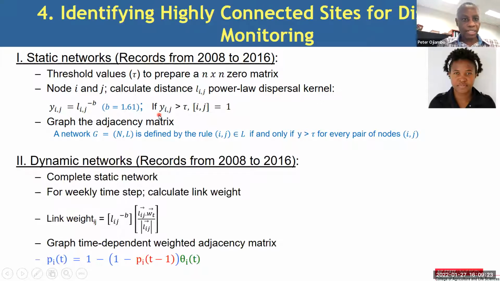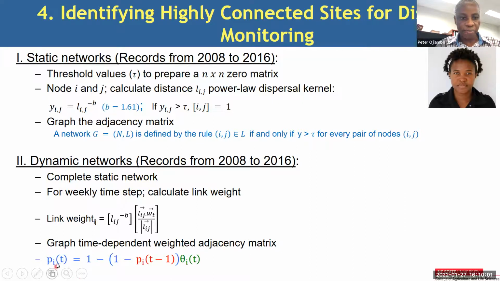She also went ahead and looked at the dynamics network as well, which just involved completing the static network, of course, and calculating the link weights every week. So the link weight is actually given by this particular equation here. If you look at this part, it is similar to the static network here, and then this is the dynamic component of it, which includes the wind that's actually responsible for the movement of the pathogen during the season.